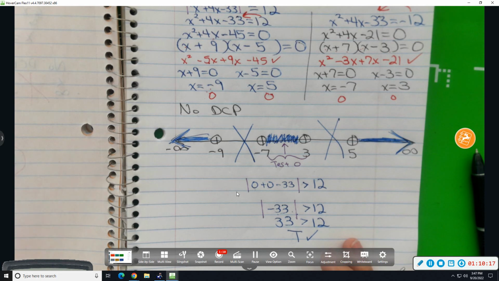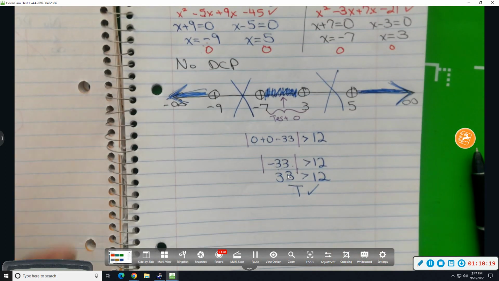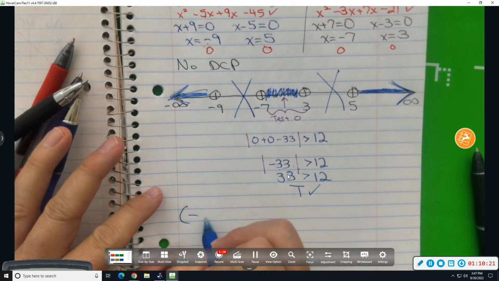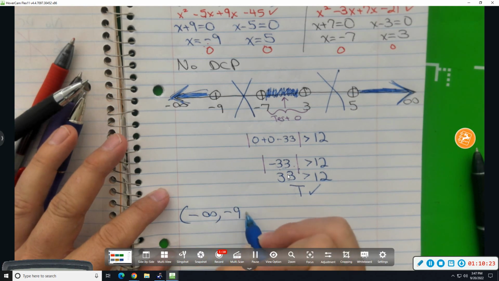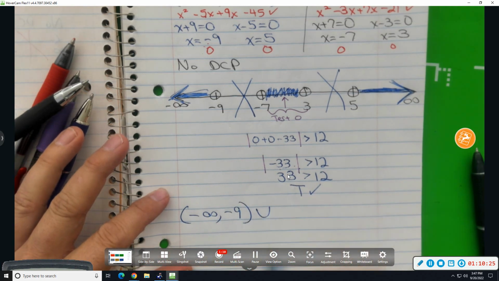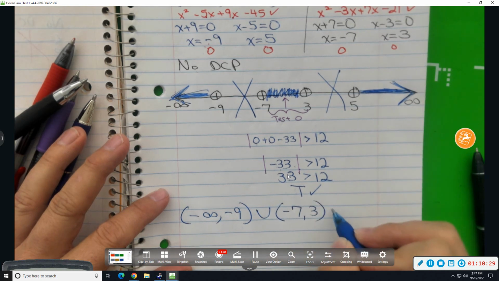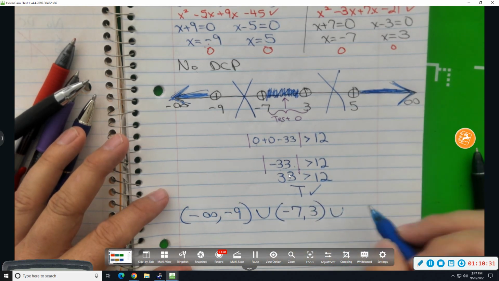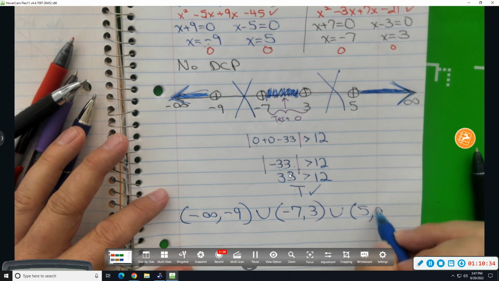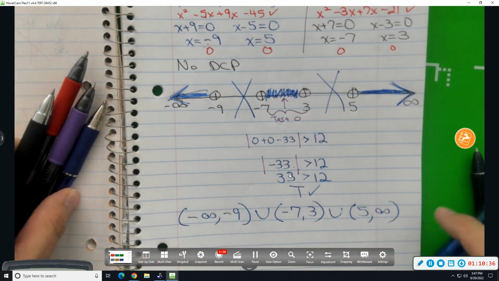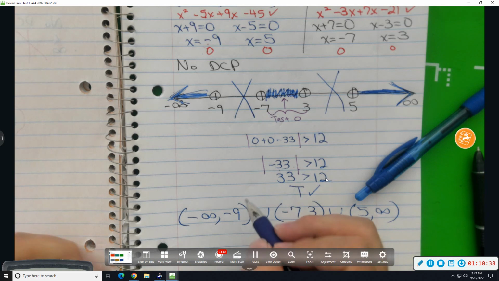So then the answer would be open parentheses, negative infinity, comma, negative 9, close parentheses, union, open parentheses, negative 7, comma, 3, close parentheses, union, open parentheses, 5, comma, infinity, close parentheses. Correct, and very well said.